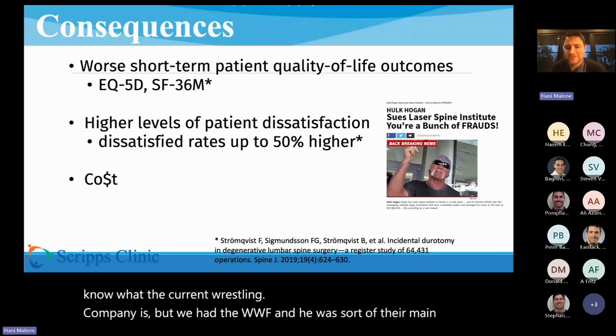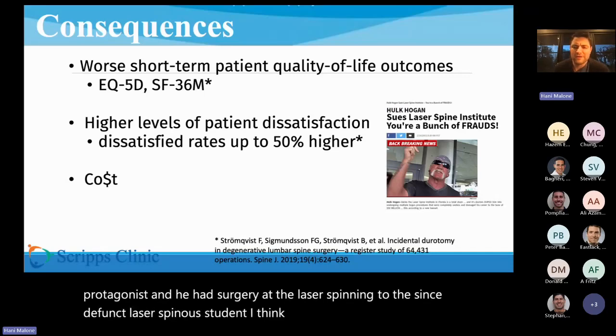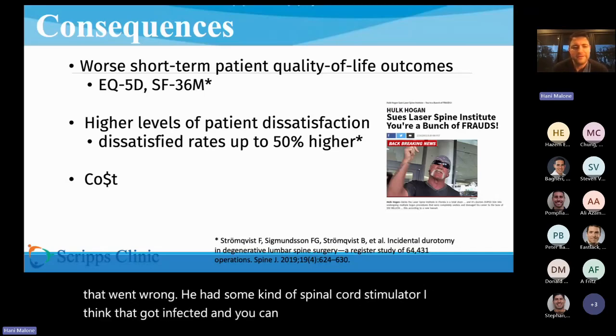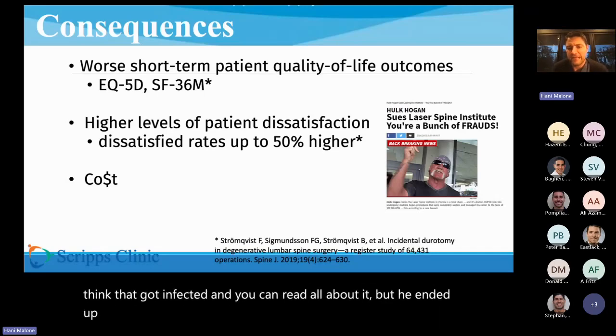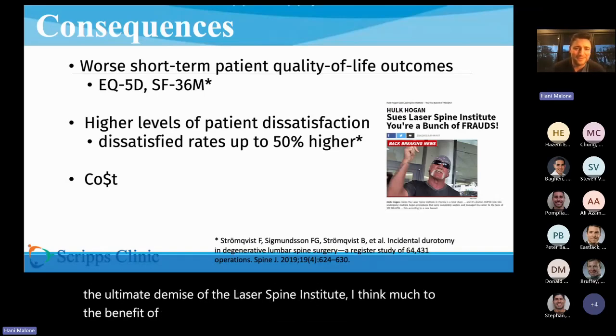And he had surgery at the Laser Spine Institute, the since defunct Laser Spine Institute. I think there were a bunch of things that went wrong. He had some kind of spinal cord stimulator, I think, that got infected. You can read all about it, but he ended up getting a pretty handsome settlement, and I think it was part of the ultimate demise of the Laser Spine Institute, I think much to the benefit of spine as a field.